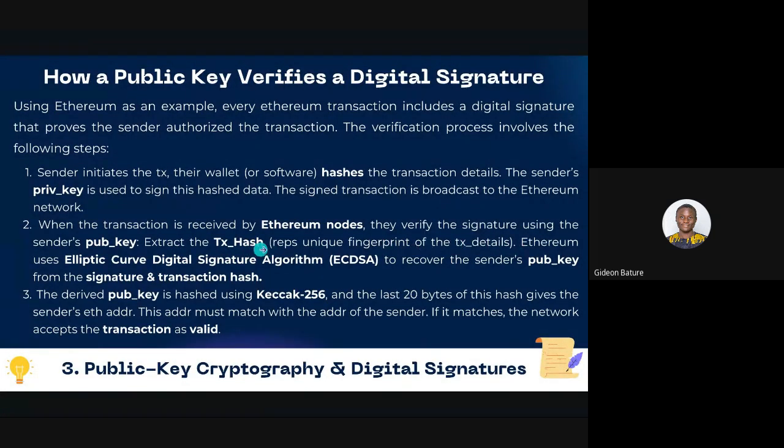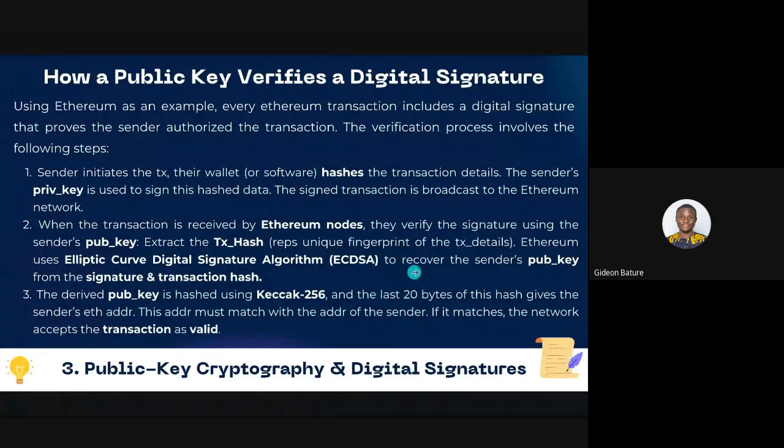Of course, we talked about the transaction hash. It says unique. That's one property of a hash function: very little or no collision. So it means every transaction hash is unique. Secondly, Ethereum uses the Elliptic Curve Digital Signature Algorithm. You can go and do more research on this. ECDSA is very, very important when it comes to blockchain.